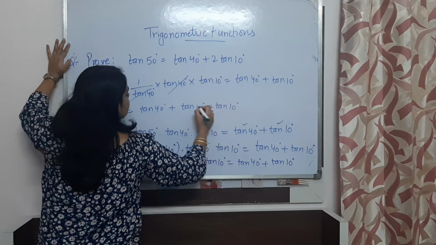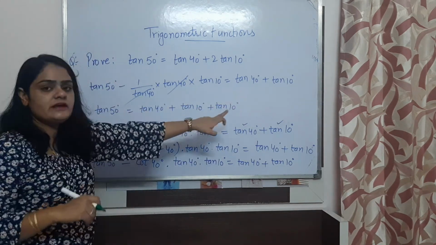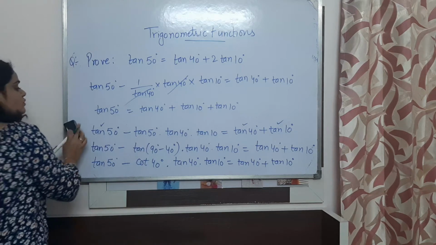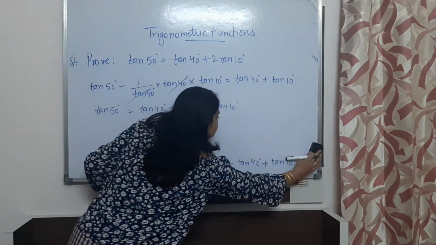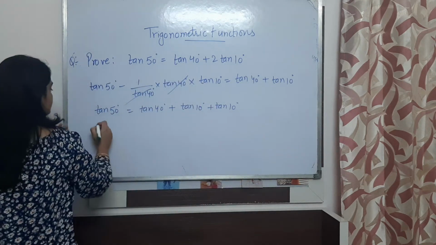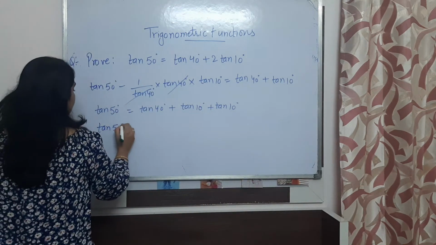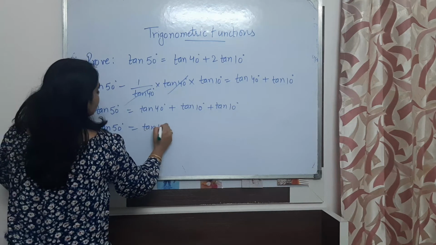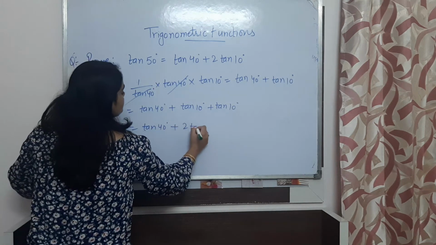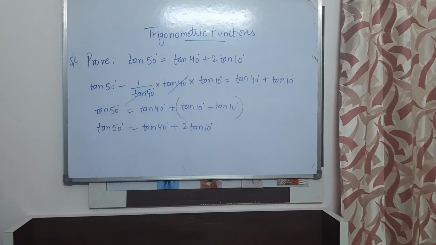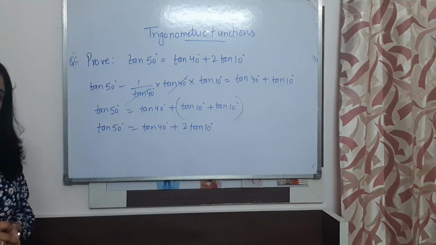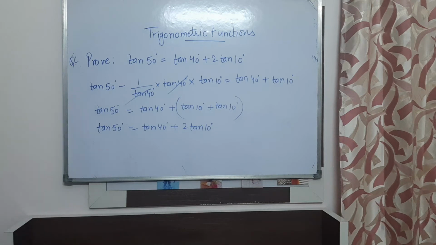Of course, what we wanted to prove, now it is proved. Tan 10 plus tan 10 is nothing, it is 2 tan 10. Now, tan 50 is equals to tan 40 plus 2 tan 10. Thus proved. Hope this question is clear to you. Let's do another question.